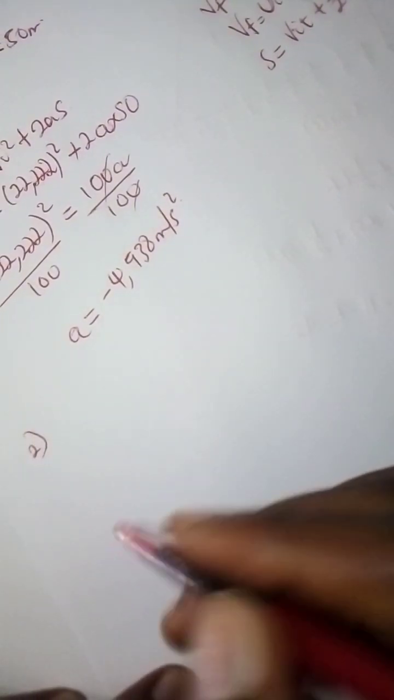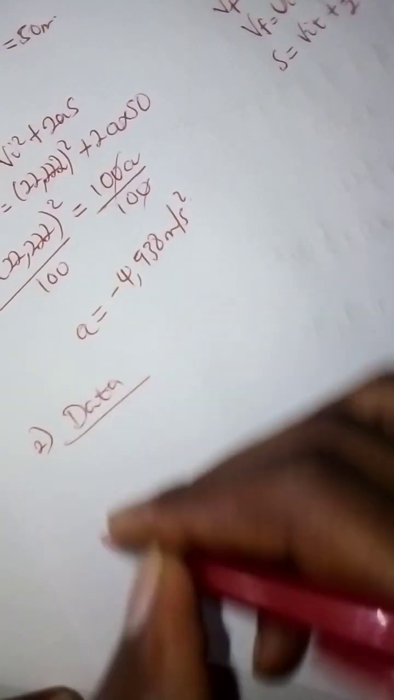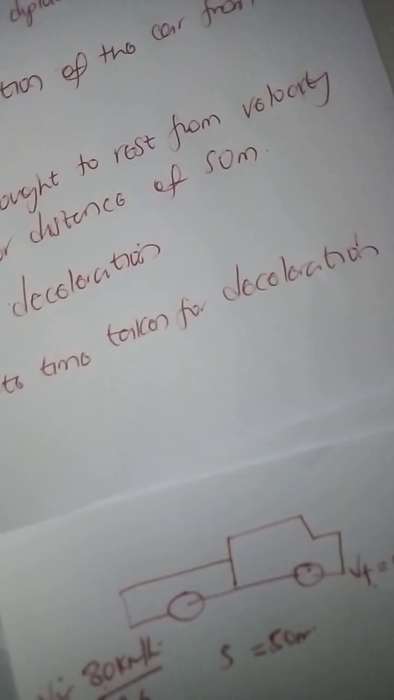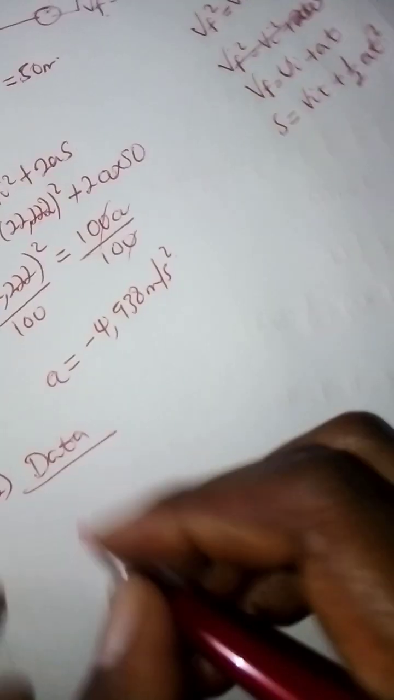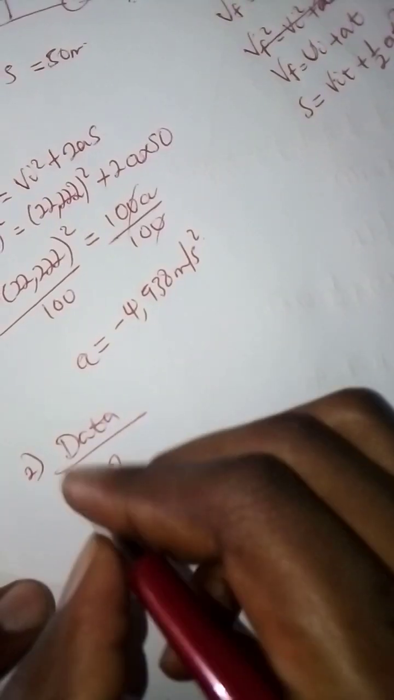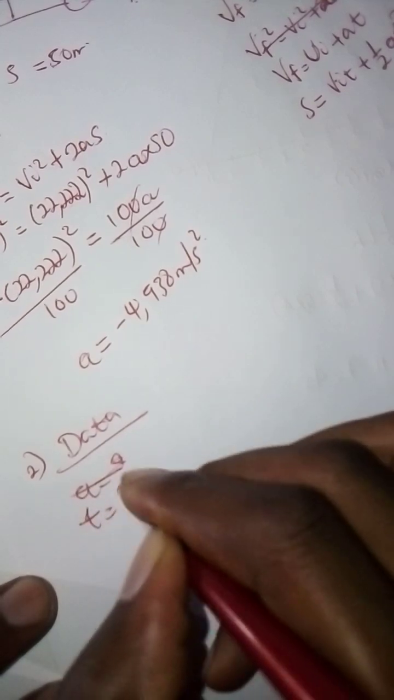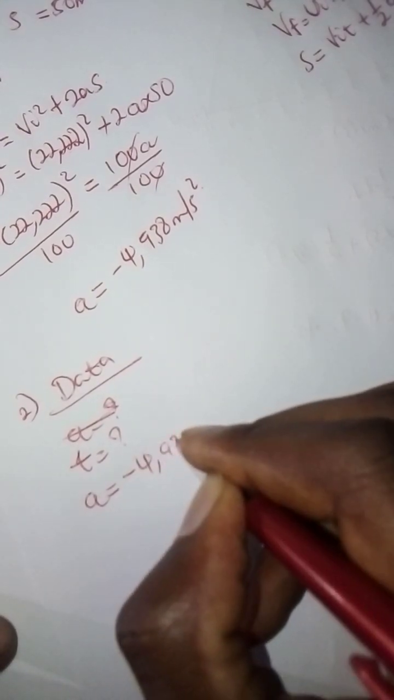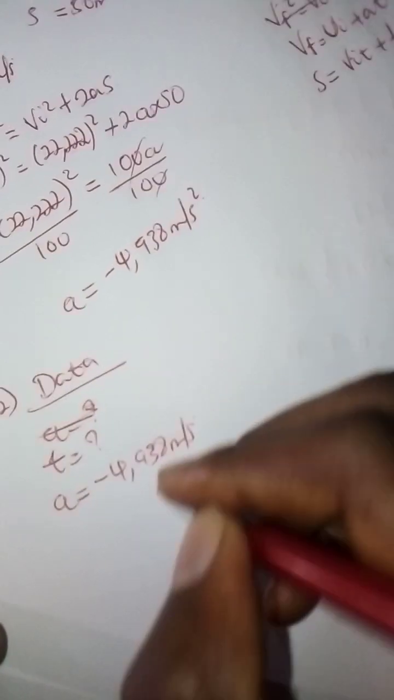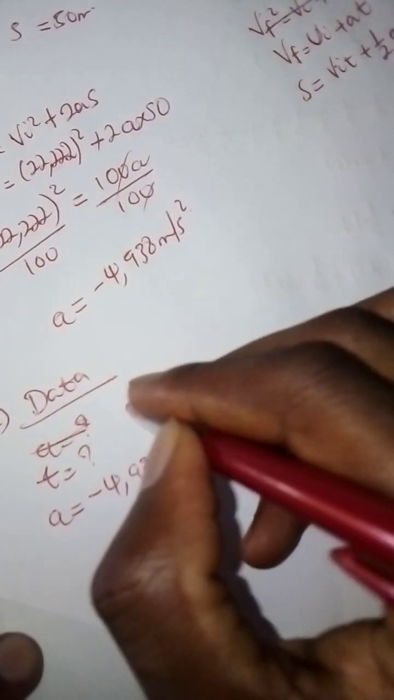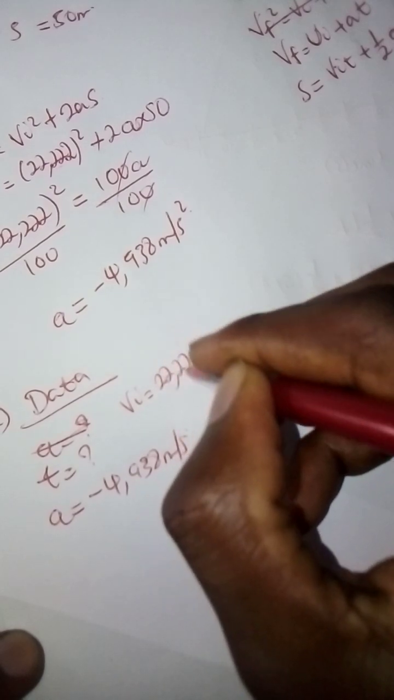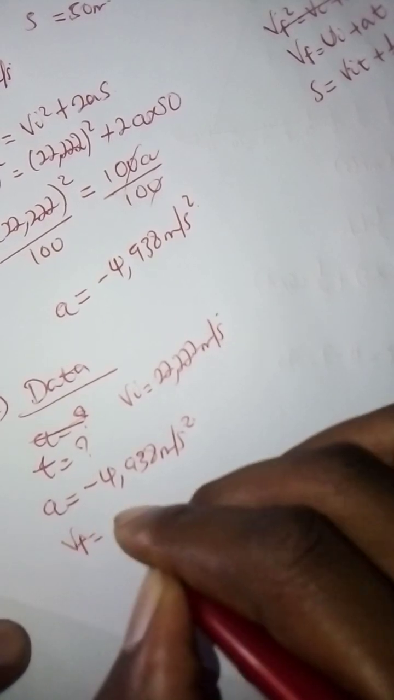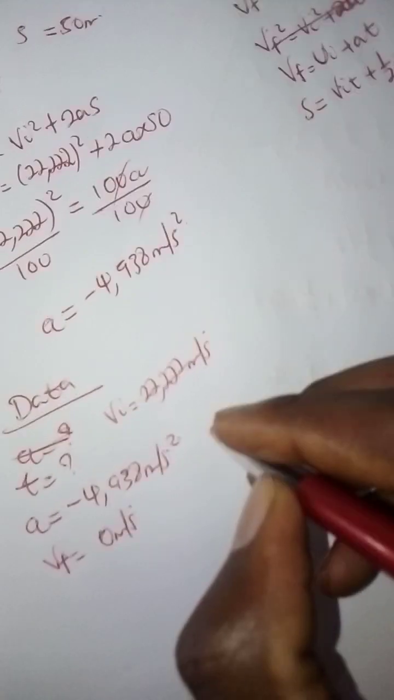So now let's look at number two. Let's just say this is an example. Now writing your data: in number two, they're saying to calculate the time taken for the deceleration of the truck. So we're looking for the time taken for deceleration. We do have our acceleration, which is negative 4,938 meters per second squared. And then what else do we have? We have the initial velocity, which is 22,222 meters per second. We have the final velocity, which is 0 meters per second, and we're looking for the time.